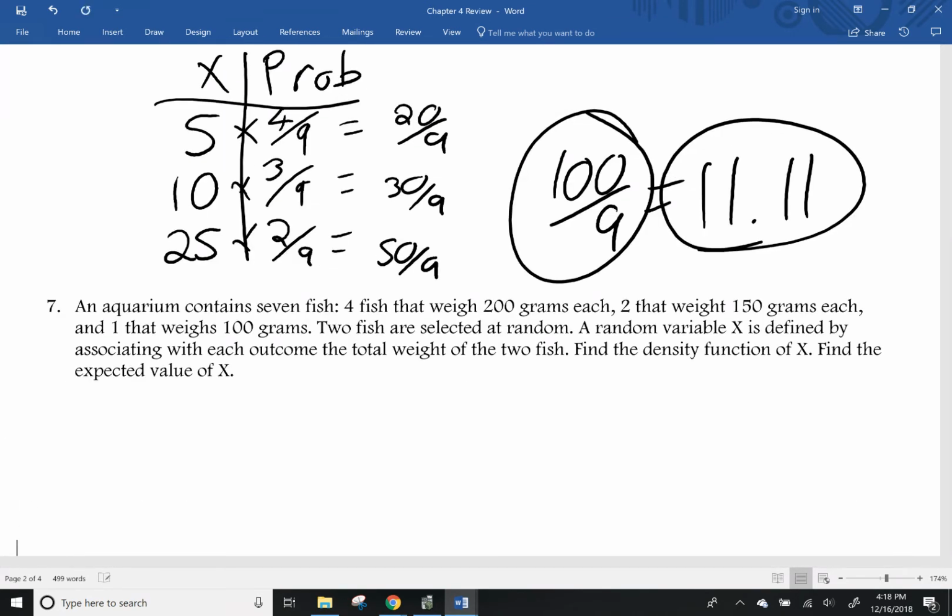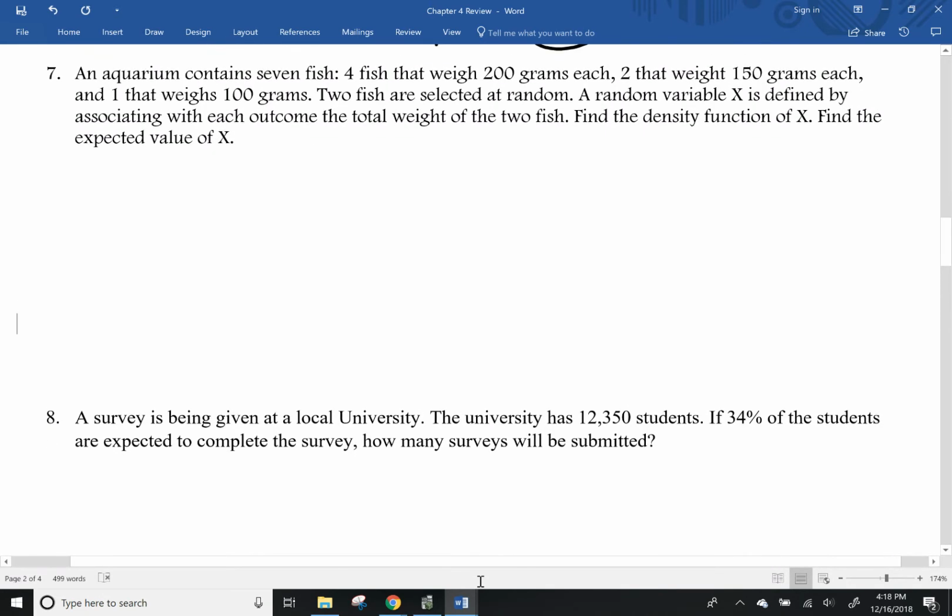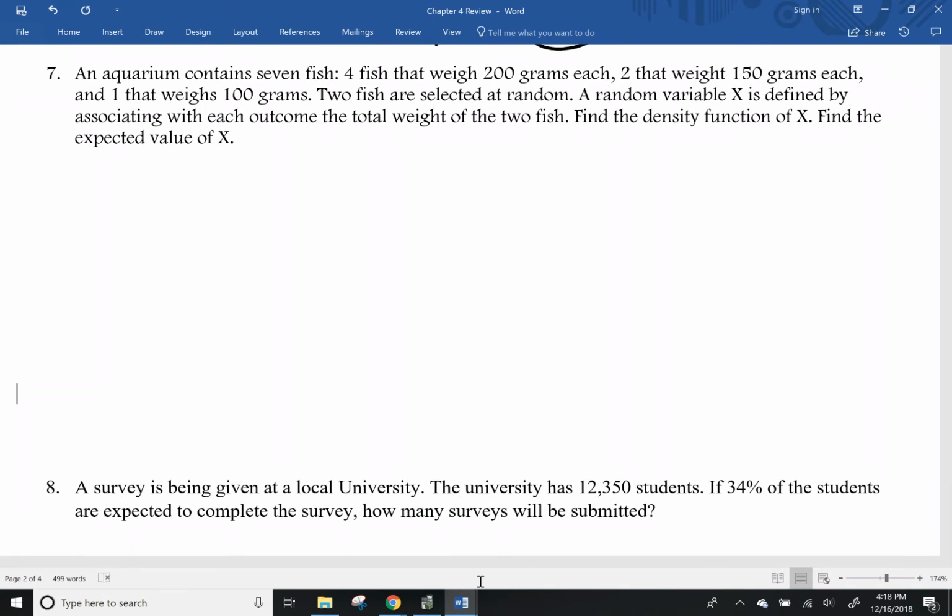Number 7. So the fish problem, the legendary fish problem. An aquarium contains 7 fish, 4 fish that weigh 200 grams each, 2 that weigh 150 grams each, and 1 that weighs 100 grams. 2 fish are selected at random, and a random variable x is defined associating with each outcome the total weight of the 2 fish. Find the density function of x. Find the expected value of x.